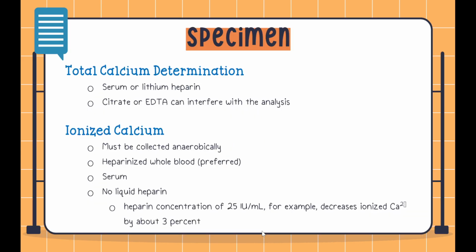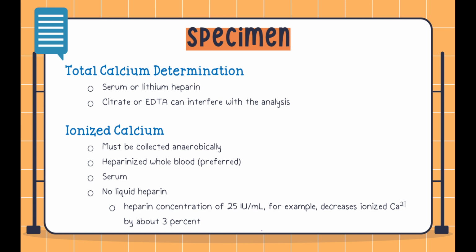In terms of the preferred specimen for the determination of calcium, it depends on what we are trying to determine, whether it is total calcium or ionized calcium. For total calcium, the preferred sample would be either serum or, if plasma, then the anticoagulant that you need to use is lithium heparin. Citrate, EDTA, or even oxalate should not be used since they can interfere with the analysis.